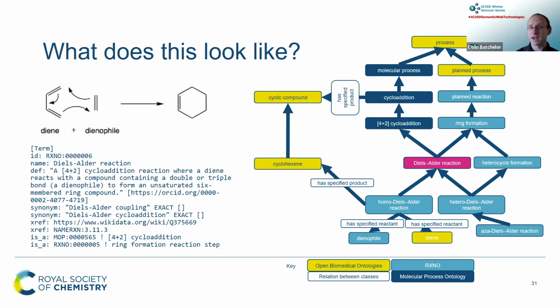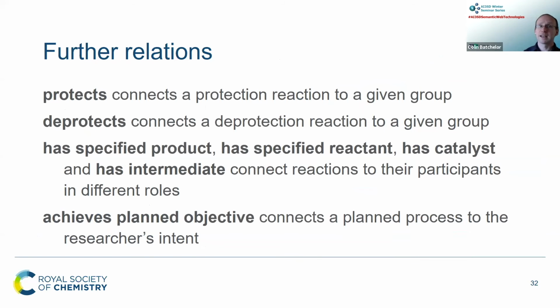And this is an example of how we reused other ontologies. Things like cyclohexene and cyclic compound are brought in from ChEBI, and the very top level terms, planned process and process, are brought in from OBI and BFO, which are open biomedical ontologies. And indeed, we try and reuse the relations given by those ontologies wherever possible. We did create some specific relations for the ontology.